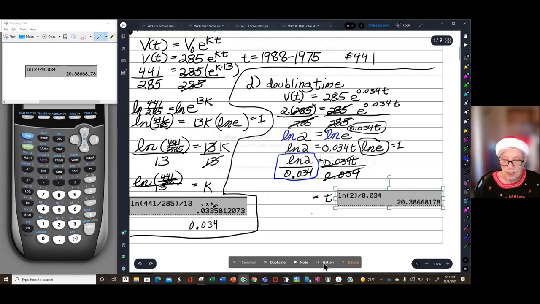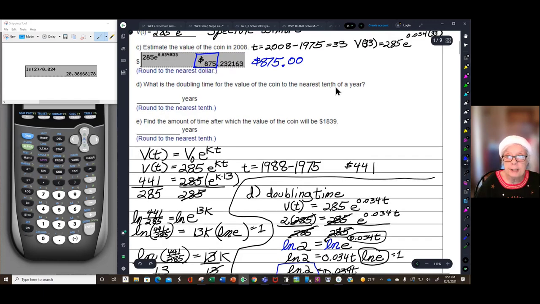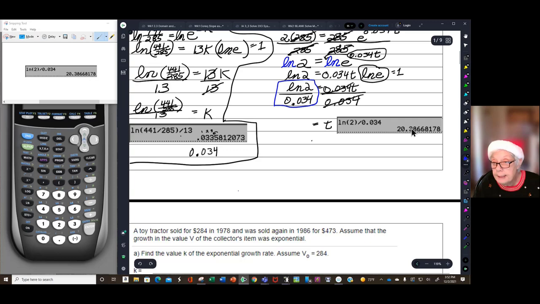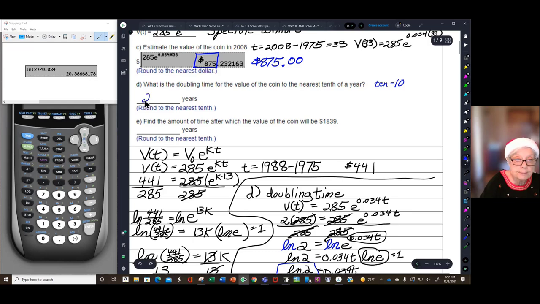Whoa. Okay, that's good. Now, I don't know how many places to round to. The nearest tenth of a year, that's one decimal place. Now one decimal place is a 3, followed by an 8, which will cause the 3 to round up to a 4. So 20.4 years. And I'll go on up here and write it in the appropriate place. 20.4 years.